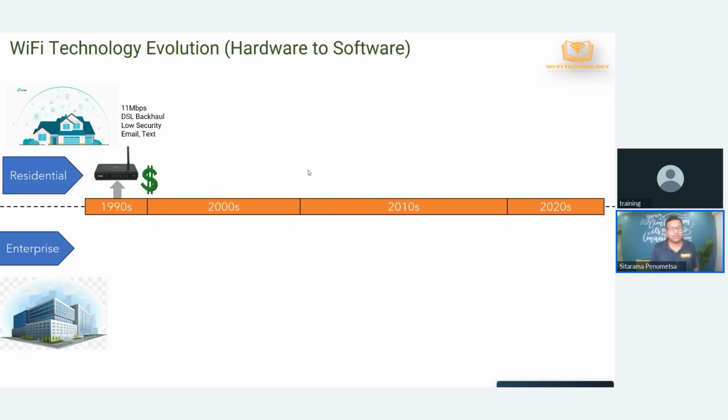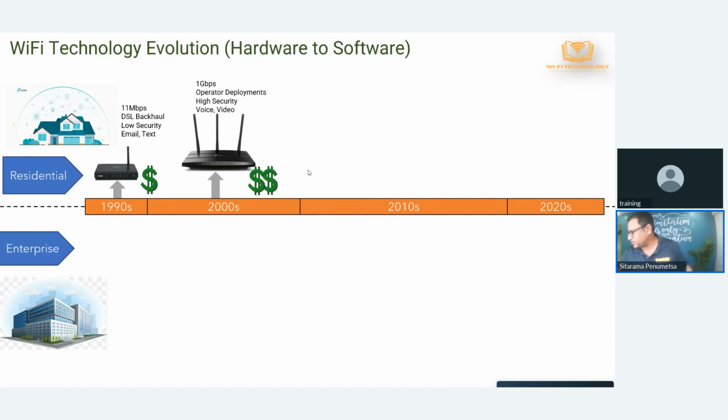The cost of the Wi-Fi router was also pretty low at that time. I remember we used to pay $20, $30 in the US for a Wi-Fi router. You would just go to the electronic store and buy a router. It's pretty cheap. And then it started evolving in the 2000s. We started getting better Wi-Fi routers that looked like this. This is an example that I have here. These routers were able to do much faster speeds. We went up to 1 gigabit per second. In the 1990s, we would go to the electronic store and buy a Wi-Fi router.